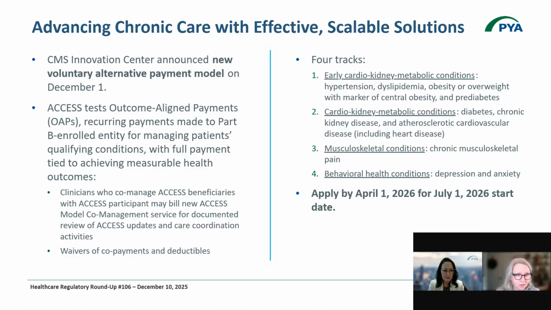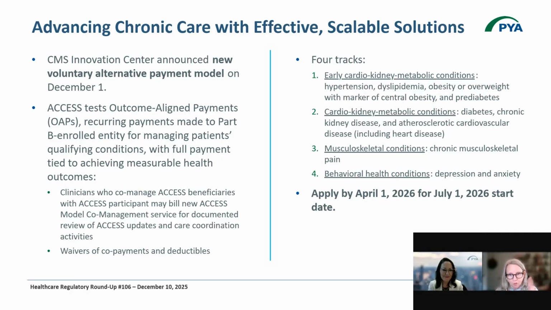Just a note, and this is not in the final rule, but this is a new voluntary alternative payment model that was announced by the CMS Innovation Center on December 1, the Advancing Chronic Care with Effective Scalable Solutions, or the ACCESS model. I think it's a really exciting opportunity ahead in 2026 because CMS will be testing an outcome-aligned payment, or an OAP. I love that, OAP. This is a recurring payment that's made to a Part B provider for managing patients' qualifying conditions.